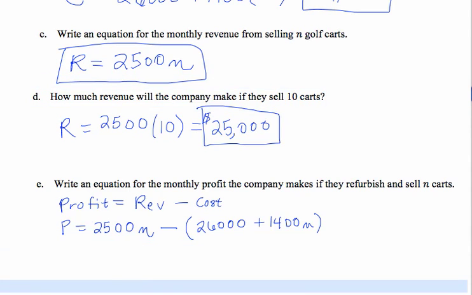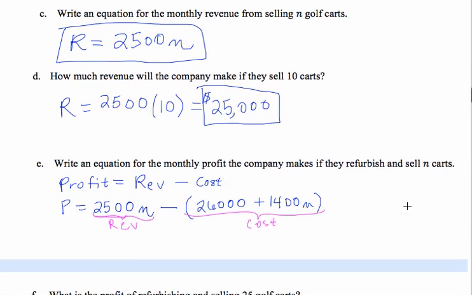So that is my cost here. Oops. Or revenue, the money we bring in, minus the cost, the money that we pay out, in terms of the number of carts.